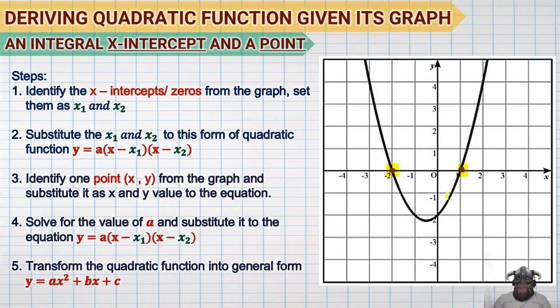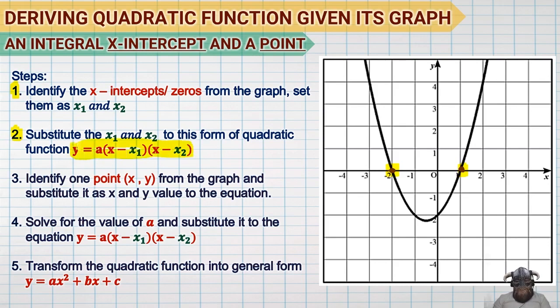So, here are the steps. We have to identify the x-intercepts or zeros from the graph and then set them as x sub 1 and x sub 2. So, that's the first step. Second, is for us to substitute this x sub 1 and x sub 2 to this form of the quadratic function y is equal to a times the quantity x minus x sub 1 times the quantity x minus x sub 2. So, bakit yan yung form na gagamitin natin?